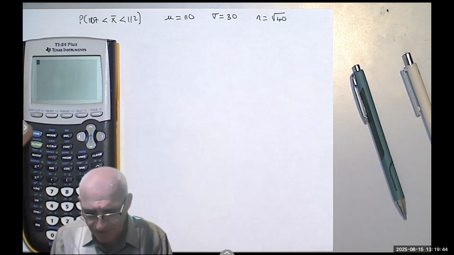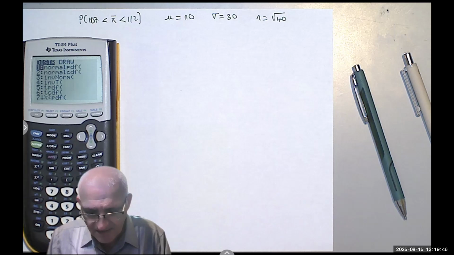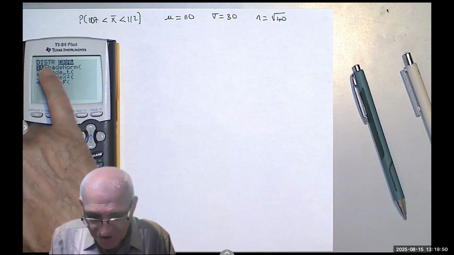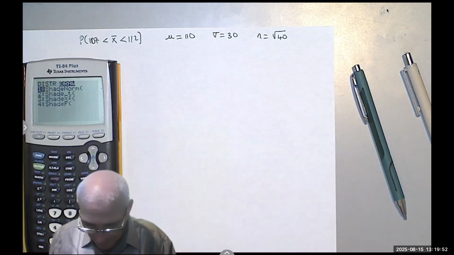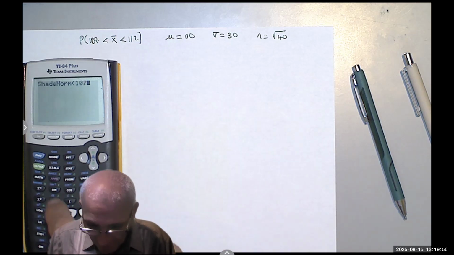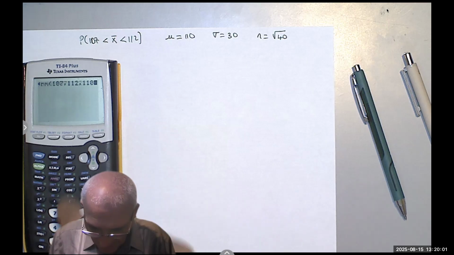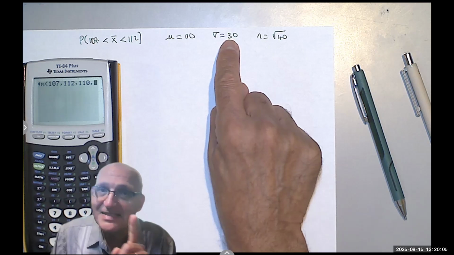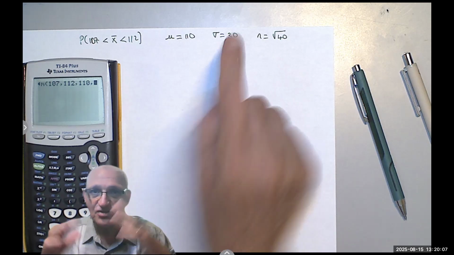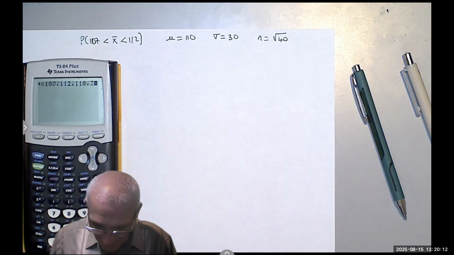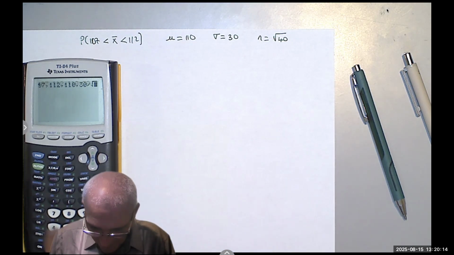And I told you the way you do it, you go second distribution, but then you go to draw and select shade normal distribution. Shade norm asks you for the lower limit 107, comma, the upper limit 112, comma, the mean 110, comma, and the standard deviation. If you remember, the standard deviation of the mean, not the standard deviation of the population, is 30 divided by the square root of n. So 30 over the square root of 40.